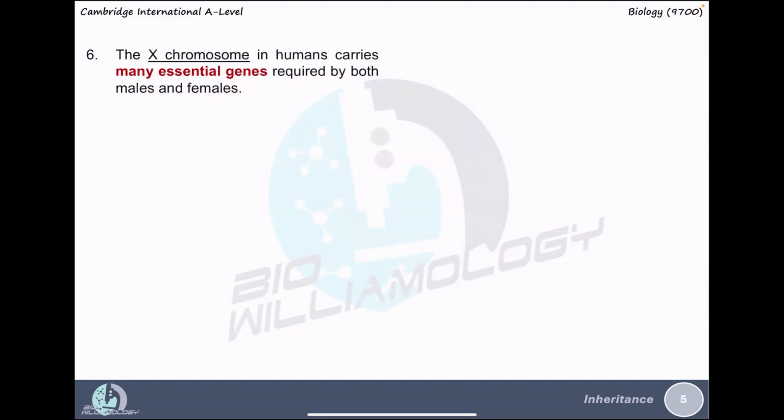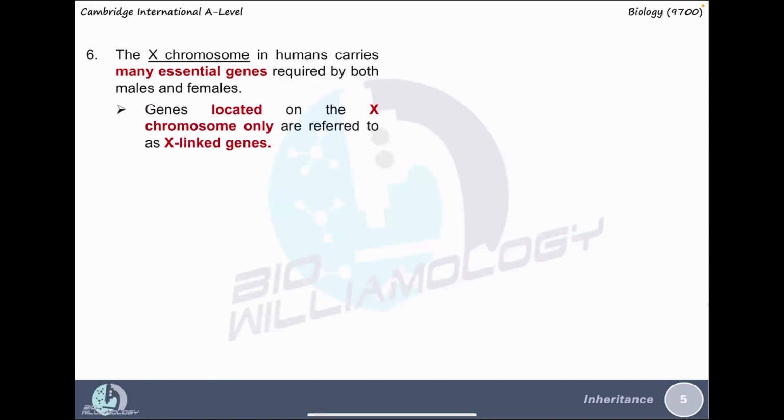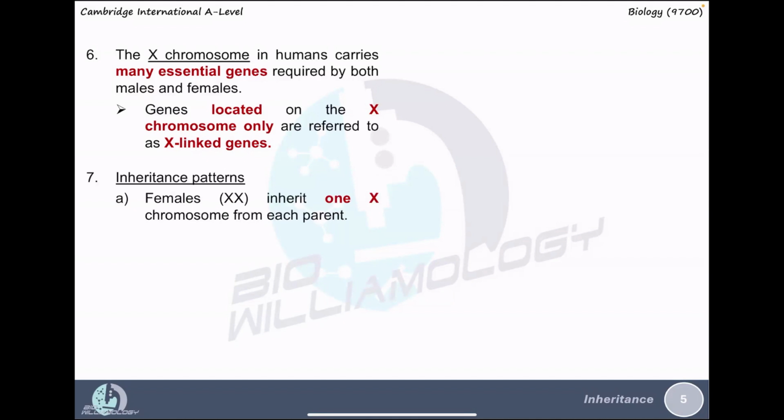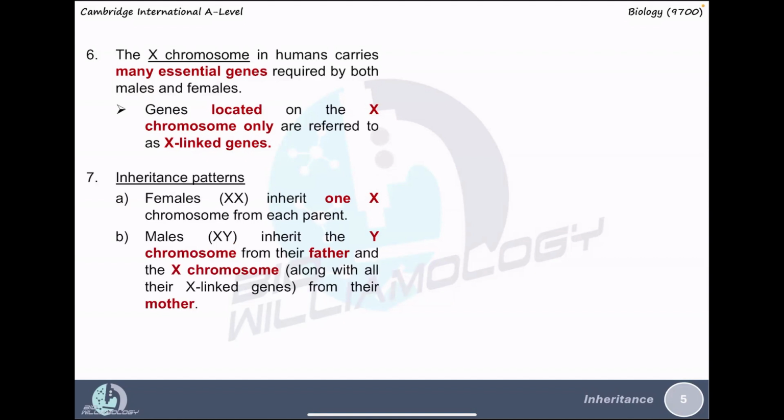The X chromosome in humans carries many essential genes required by both males and females. Genes that are found only on the X chromosome are referred to as X-linked genes. In terms of inheritance patterns, a female XX will inherit one X chromosome from each parent. However, a male will inherit the Y chromosome from his father, and the X chromosome, along with all those X-linked genes, from his mother.